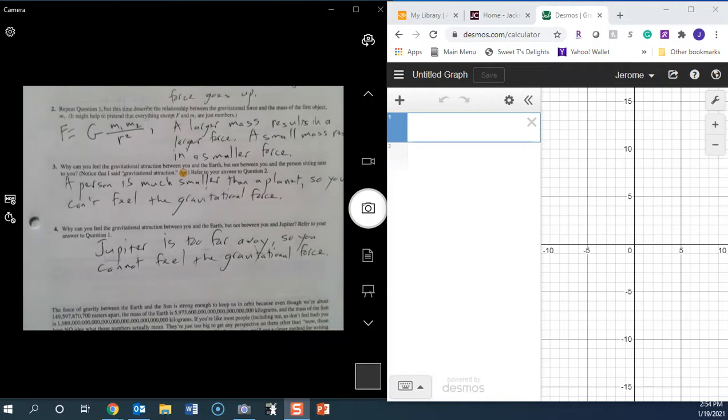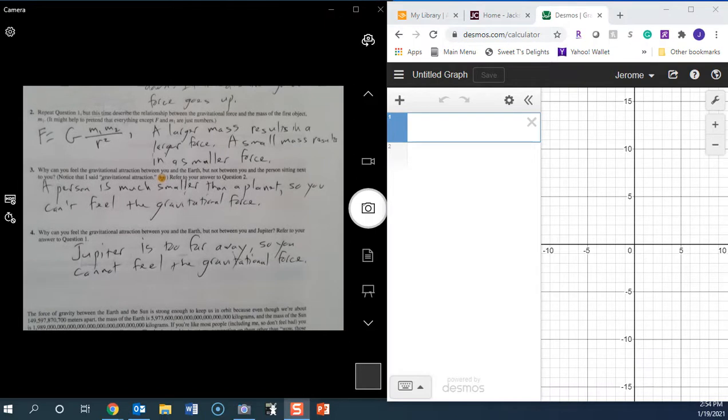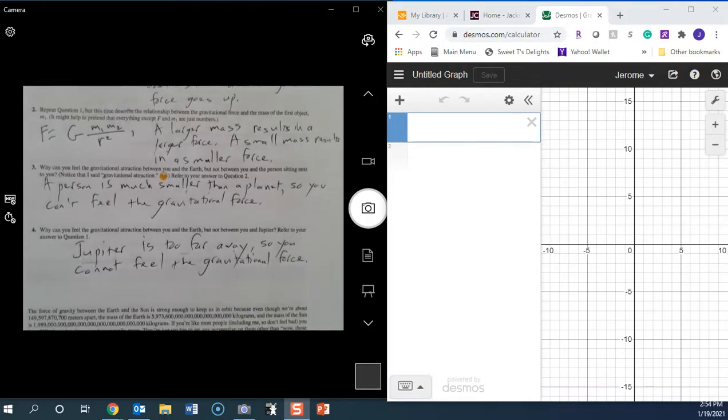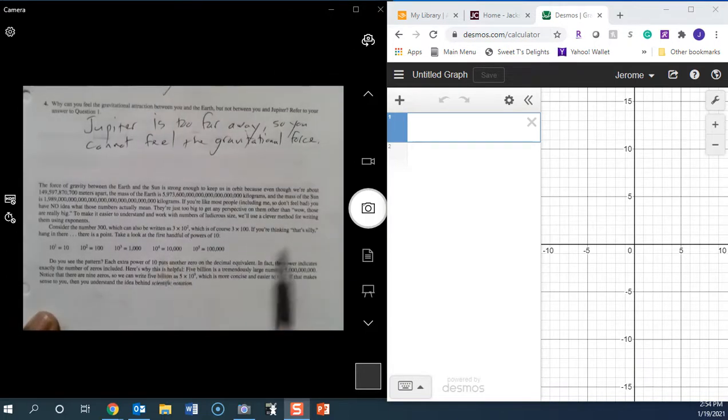Now, even though Jupiter is a bigger planet than Earth, we cannot feel the gravitational force because of its distance. So now, we move on here. Now, there is an explanation here at the bottom dealing with larger numbers. And so at the bottom here, dealing with these larger numbers, this is where scientific notation will come into play.